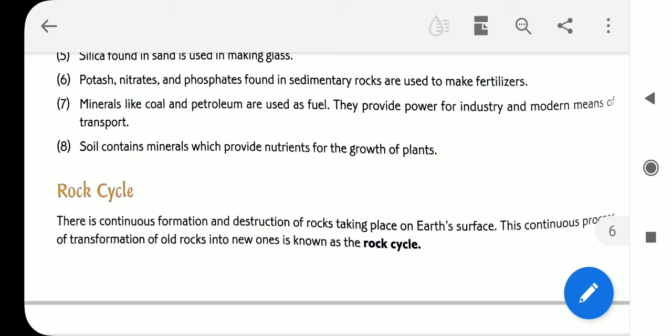In the continuous process of transformation of old rocks, the breaking down of old rocks turns them into sedimentary rocks. Sedimentary and igneous rocks together form the metamorphic rocks. Again, from metamorphic rocks, we will get the primary rock also. This is the ongoing process. It is known as the rock cycle.